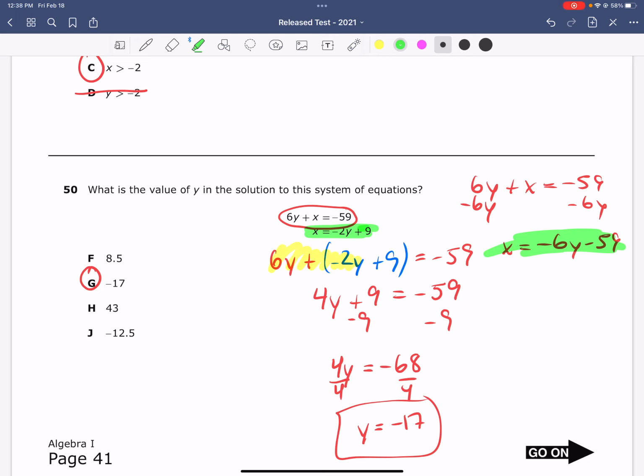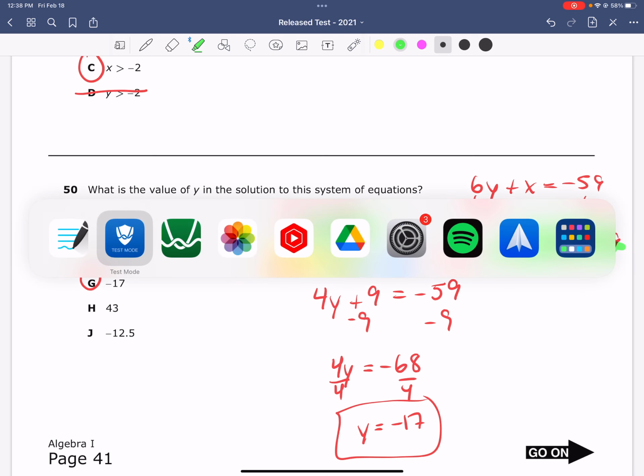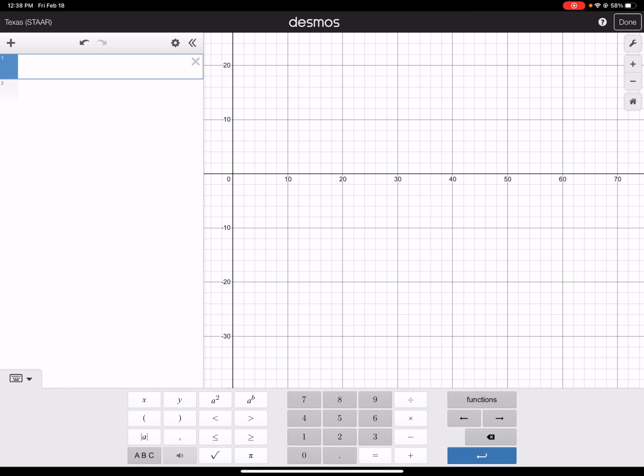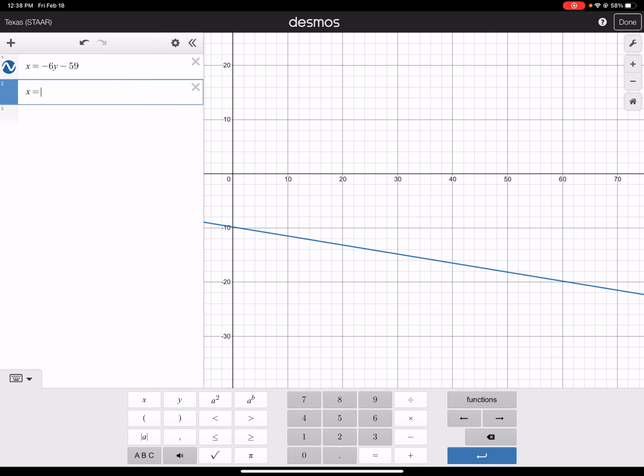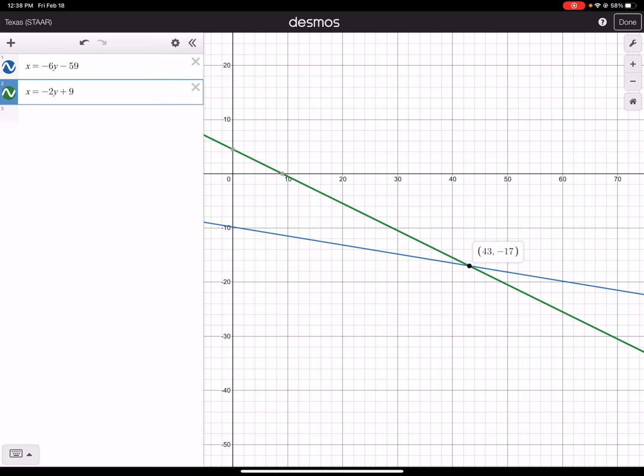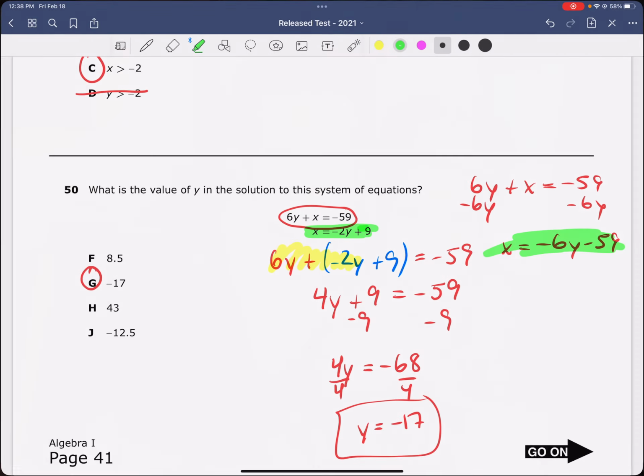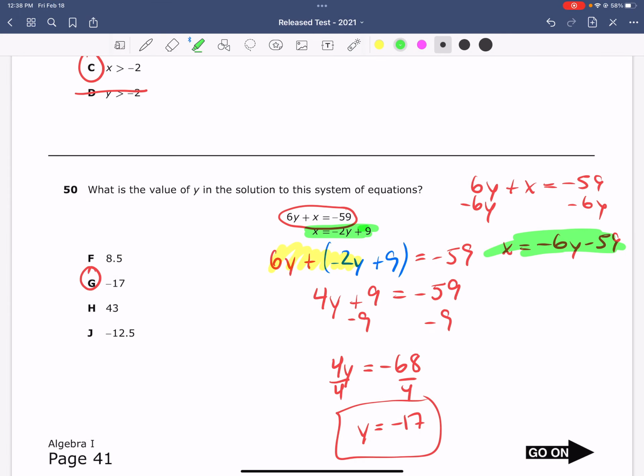So if we go over to Desmos, what we will see is we can type in x is equal to negative 6y minus 59 and x is equal to negative 2y plus 9. And if we look for the intersection point, it's right there. And remember that the question was asking us for the value of y. And so the y coordinate of that intersection point is negative 17, which again confirms that the correct answer is G.